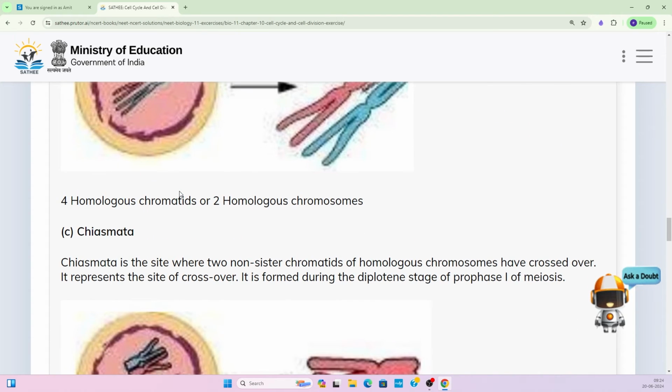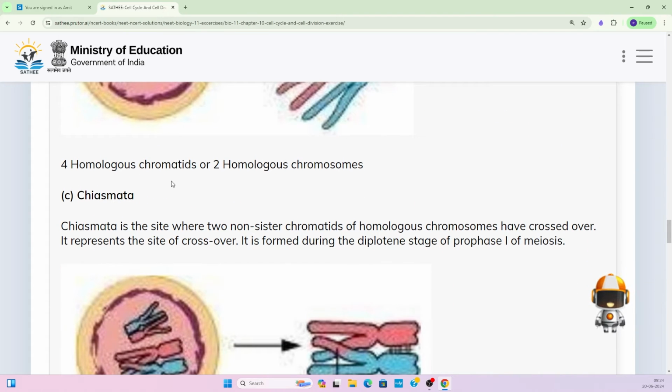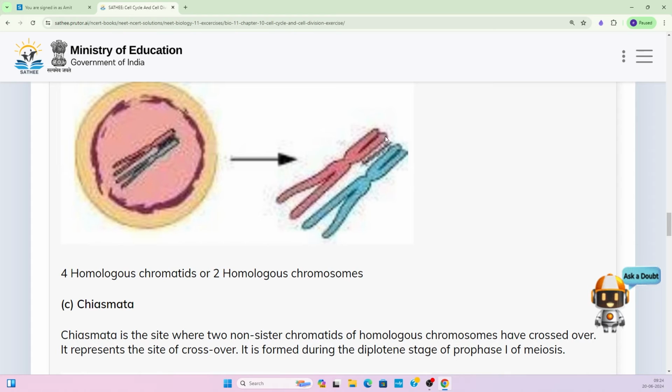Next, you can see four homologous chromatids: one chromatid, two chromatids, three chromatids, and four chromatids in the two chromosomes. When both chromosomes get opened, there are four chromatids. When you are talking about the chromosomes, then it is a bivalent, two homologous chromosomes. But when you are talking about their opened chromatids, then there are four homologous chromatids. Then it is called the tetrad stage, right?